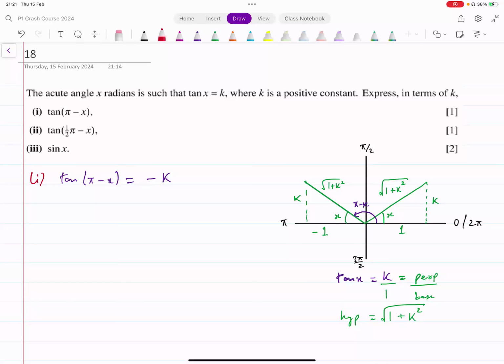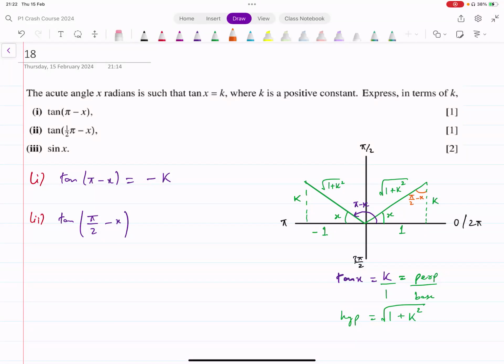Let's look at the second part now. The second part says tan of pi over 2 minus x. What do you think this is going to be? Tan of pi over 2 minus x. If this is x, we could either think of this using the triangle. If this is x, we can say the angle on top here, that's going to be pi over 2 minus x. If we're talking about radians, this is pi over 2 minus x.